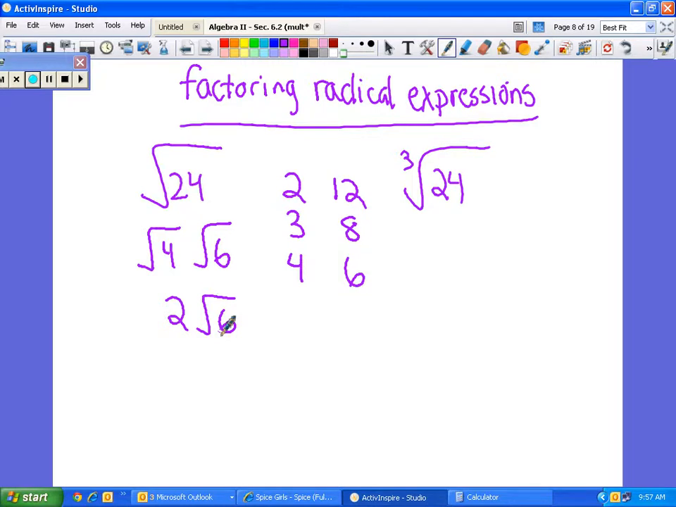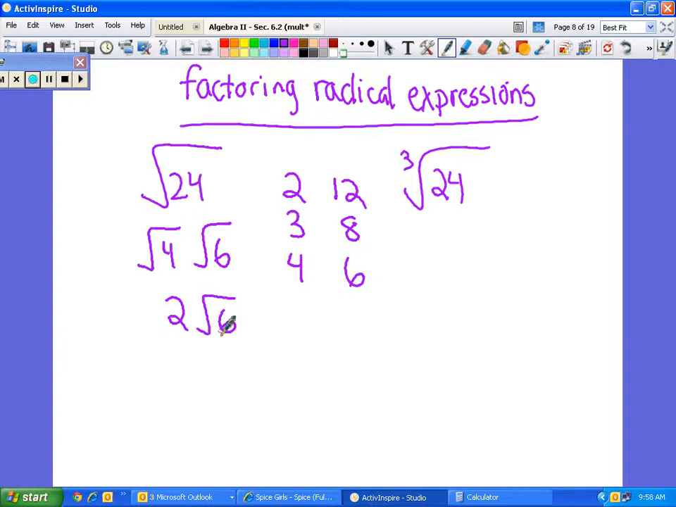Now, finding perfect cubes is the same process. Again, we're going to list the factors of the value in the radical sign. The difference is, instead of looking for perfect squares, we're looking for perfect cubes. And this is where knowing your perfect cubes comes in handy. Because if you don't know your perfect cubes, you could start with these and try to find the cube root of 12 and see if it's a whole number. But if you know your perfect cubes, then you recognize immediately which one of these values is a perfect cube.